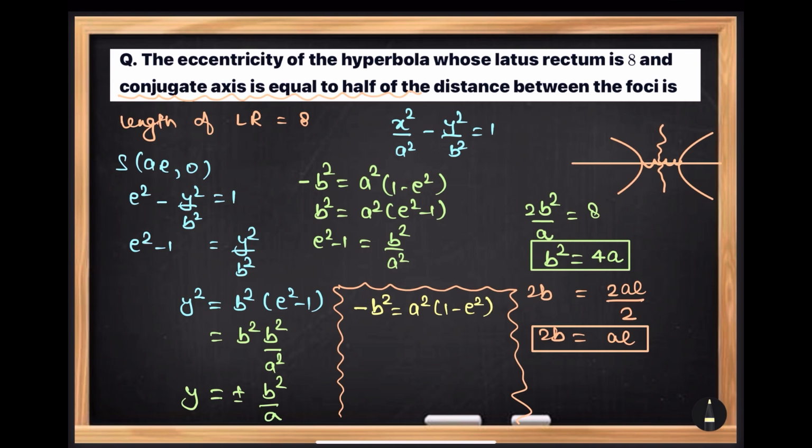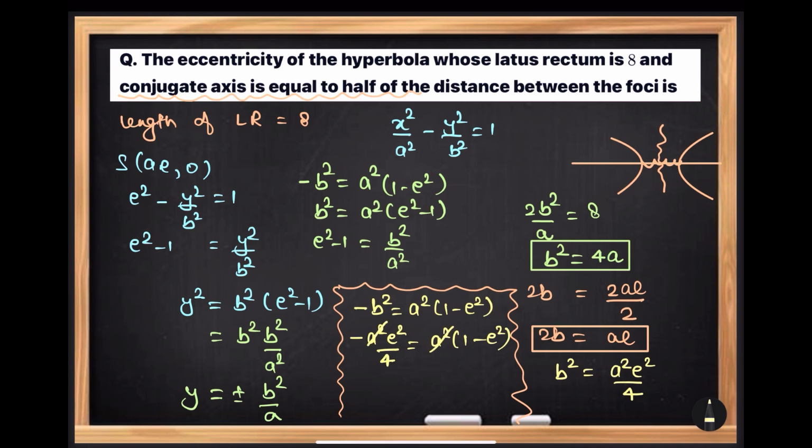Now can I replace b square, wait, look at this. Can I replace b square with, look, I will write b square as a square e square by 4. Okay, I did squaring both sides. So it is minus of a square e square by 4 equals a square (1 minus e square).